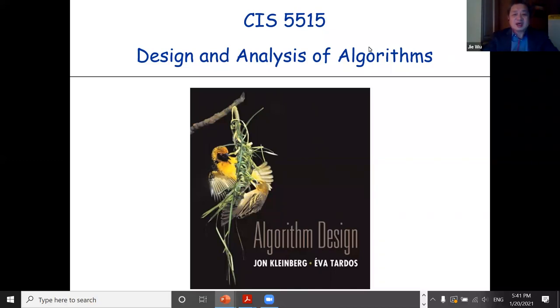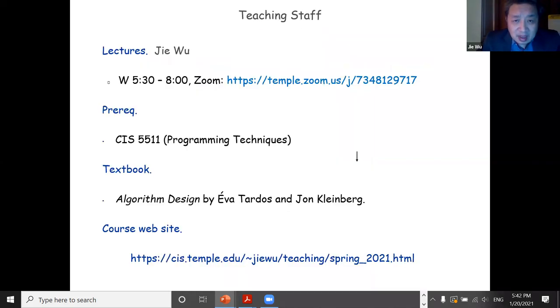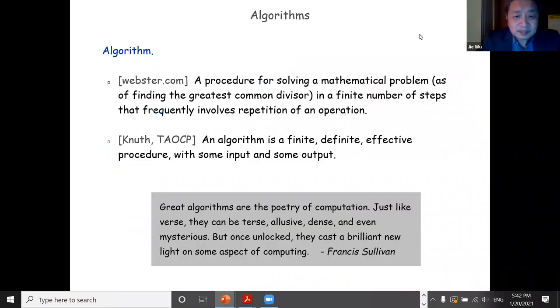Okay, let's get started. This is the cover of the textbook. If you don't have the book, I strongly suggest that you purchase it or borrow it from the library, although I post all my notes on the website. And that's the outline, and we already discussed that, so we don't need to go through it.